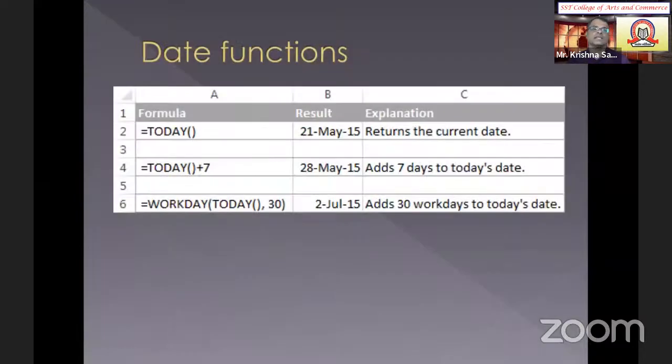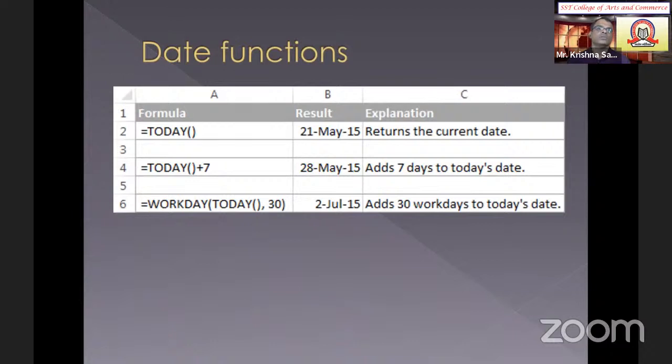Some examples: if you write today and open bracket and close bracket, today's date will be displayed, it returns the current date as per your system. Then today plus 7. Suppose today is 21 May 2015. Then if you write plus 7, it will display 28 May 15. Then workday today, comma 30.